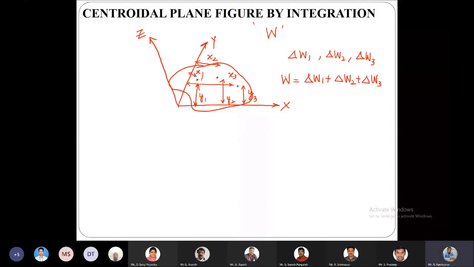Then my major point is to find the point where these entire forces are getting concentrated. That is my objective. For that, we are taking the method of moments. We know that the moment is nothing but the force into the perpendicular distance.